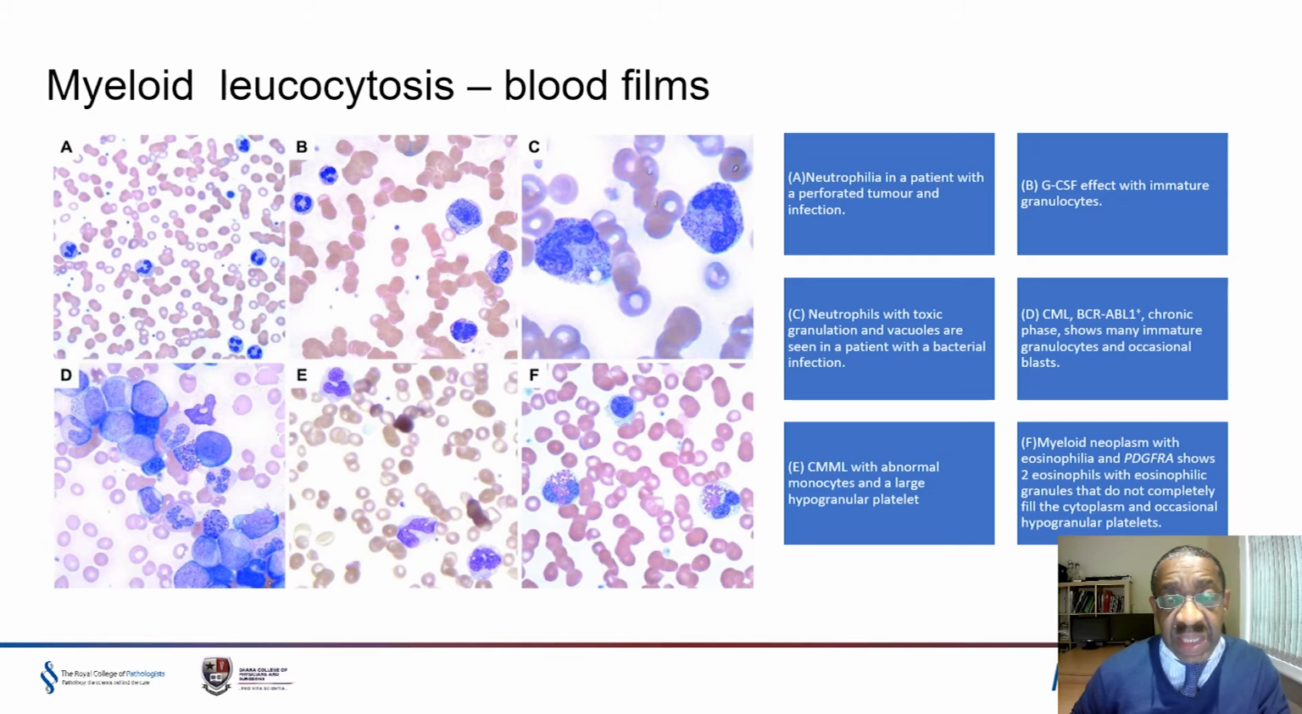So what you see is a range of disorders. D is chronic myeloid leukemia, and you see a bimodal distribution of both neutrophils and myelocytes.